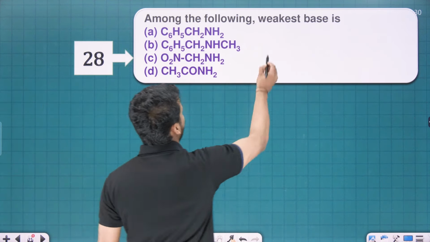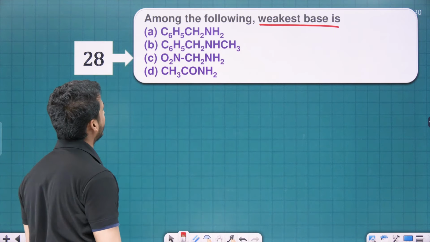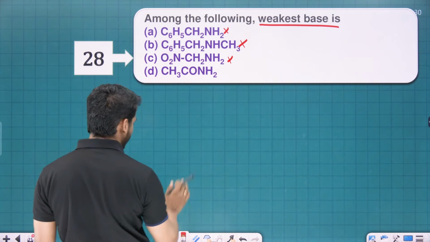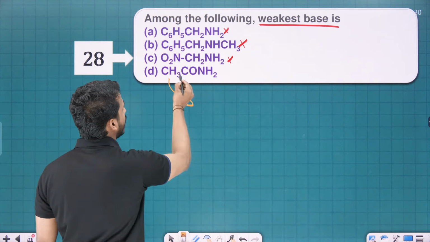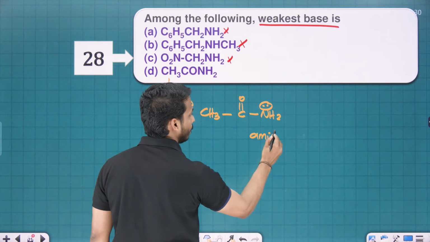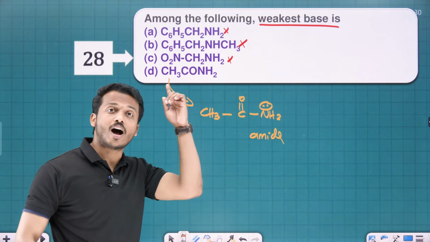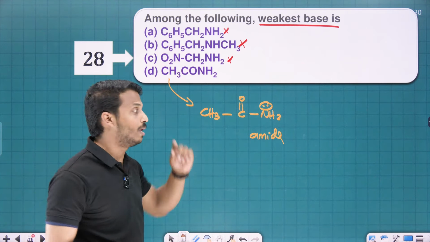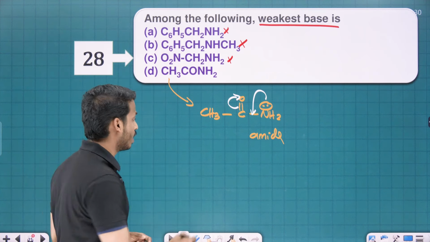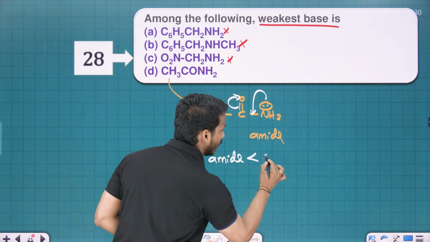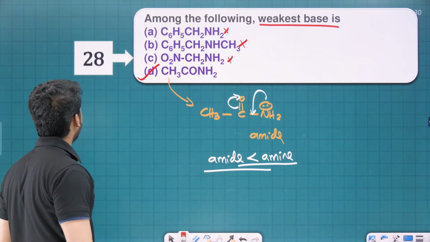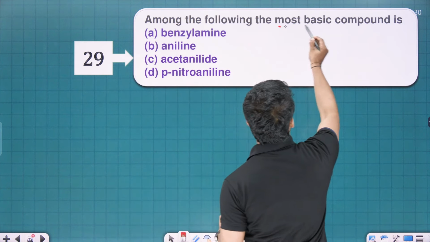Now among the following, which is the weakest base? Weakest base means aromatic. Check which is aromatic. Here nitrogen not on benzene ring. Nitrogen not on benzene ring. But what is this? These all are aliphatic amines. What is this? CH3, CO, NH2. It's an amide, my dear. Keep in mind, amides are weaker bases than amines, because the lone pair in amide is involved in resonance, so the lone pair is not available for protonation. Remember the basicity order when asked: amides are weaker bases than amines. Okay, so we can go with option D. Amides are the weakest base.